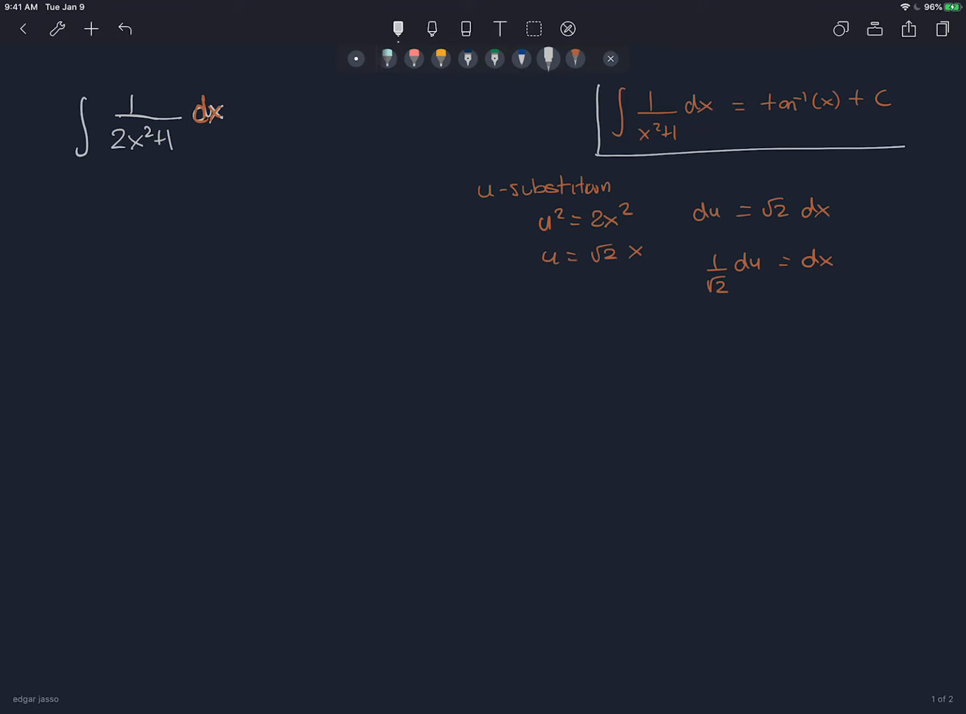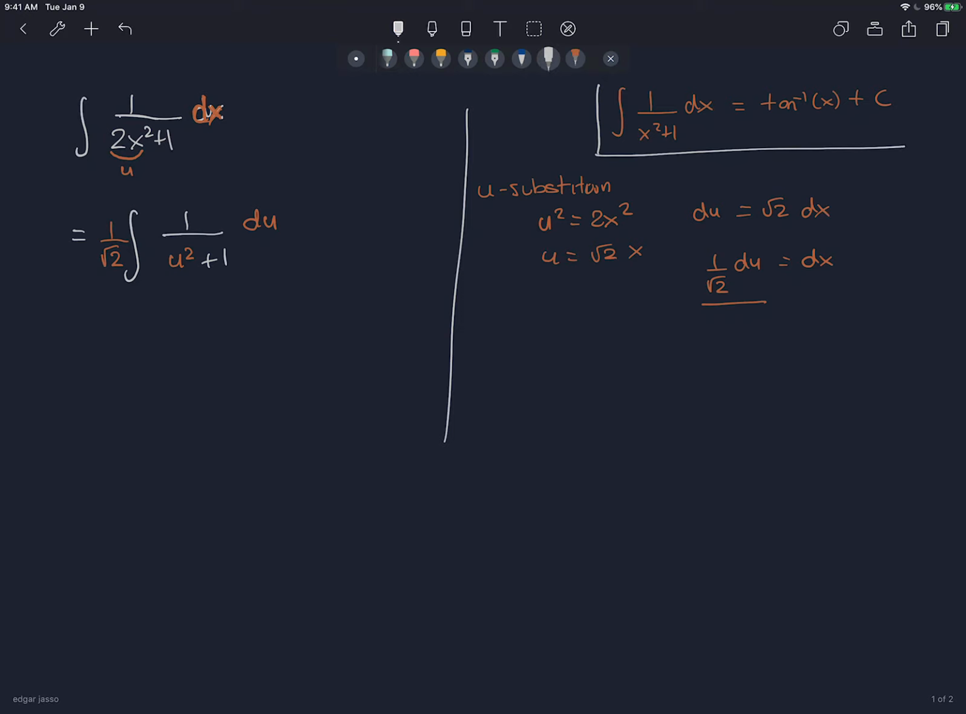So if I'm going to solve it, then this becomes the integral of 1 over u squared plus 1. And my dx that I had up here is 1 over root 2 du. So I put the du over here, and I can put the 1 over root 2 all the way to the front. That's a constant, so it can go outside of the integral. So this is all I have to do.